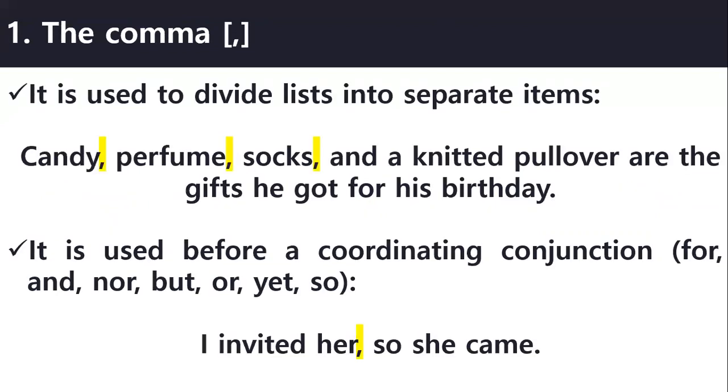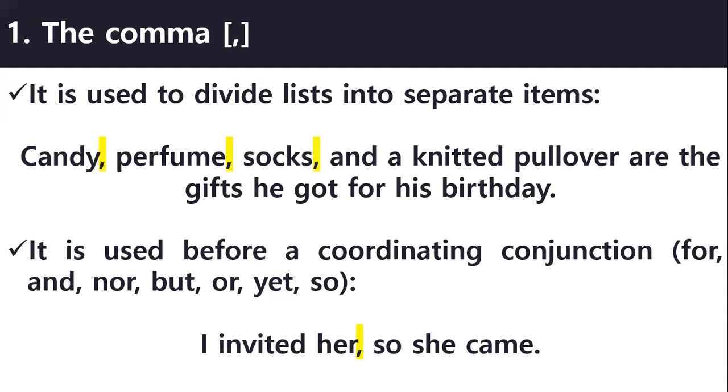First, the comma. It is used to divide lists into separate items. Like, candy, perfume, socks, and a knitted pullover are the gifts he got for his birthday. So we are listing items. We have candy, perfume, socks, and a pullover.